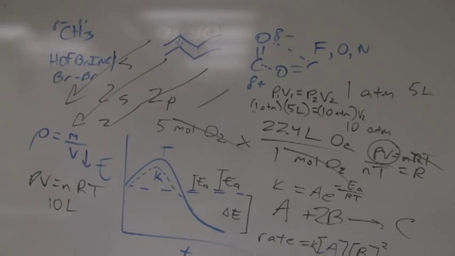Yep. STP, what do you think? 0 degrees. 0 degrees what? Celsius. Celsius, good. So that's how many Kelvin? 273. Very good, 273 and 1 atmosphere of pressure. Good. Let's see. Standard conditions: 25 degrees Celsius or 298 Kelvin, and how much pressure? 1 atmosphere. Same, 1 atmosphere is good.